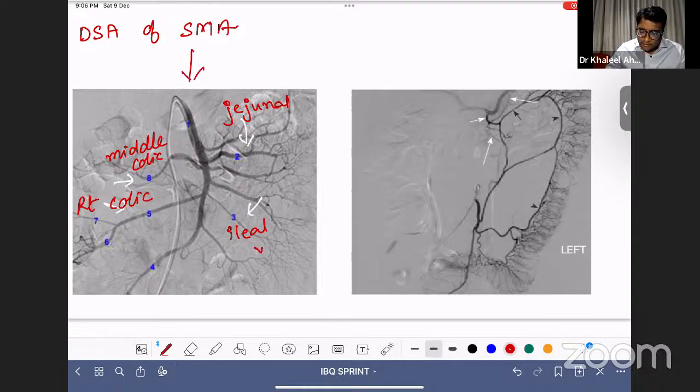So you can see all these vasa recta telling you it is going to the bowel. It is supplying the bowel, right? So it is an artery of the midgut, the superior mesenteric artery, having the small intestinal branches coming from the left side and the large intestinal branches coming from the right side.